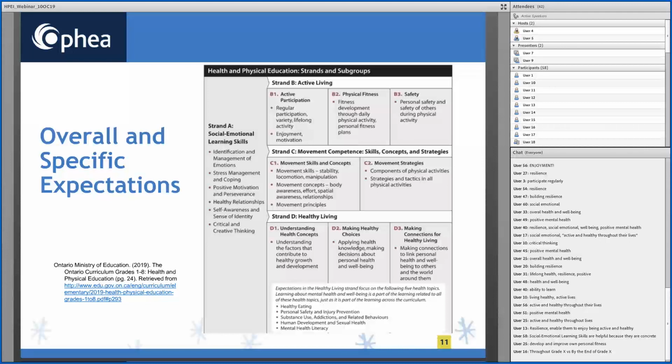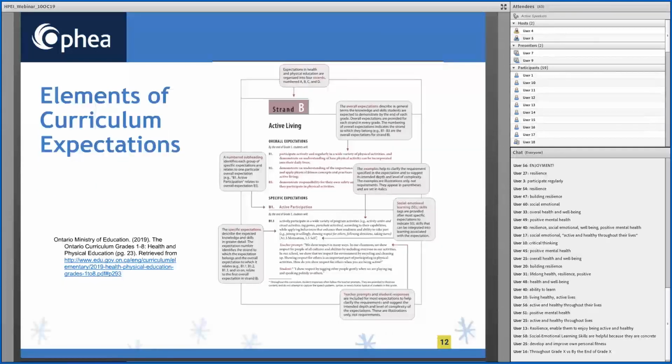The specific expectations describe the expected knowledge and skills in greater detail and are grouped under numbered subheadings. So, for example, B2 would refer to Strand B and overall expectation 2. The diagram on page 23 in the curriculum document shows all of the elements that can be found on a page of curriculum expectations.